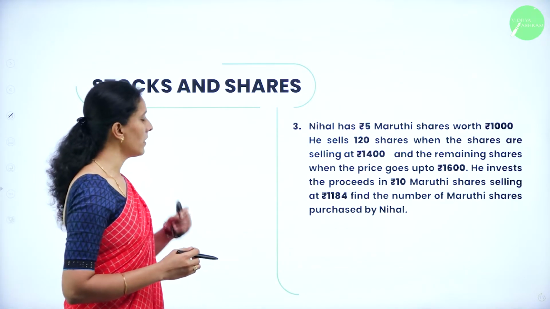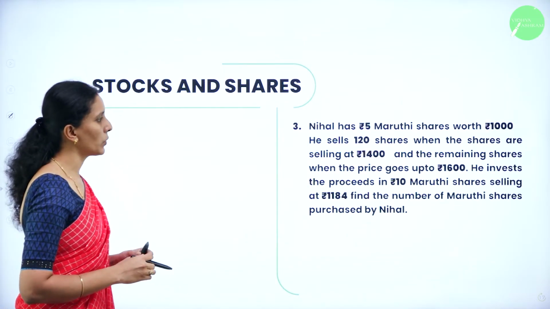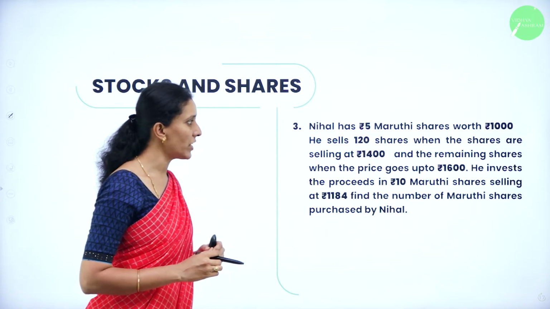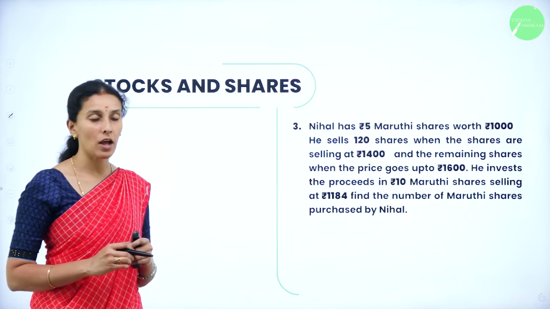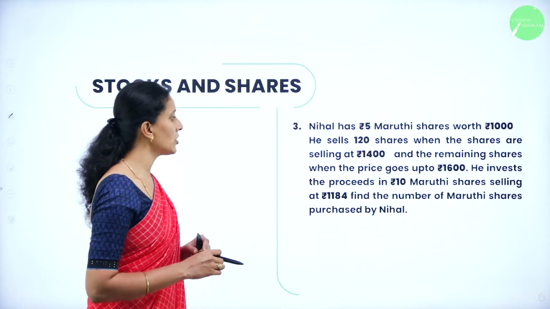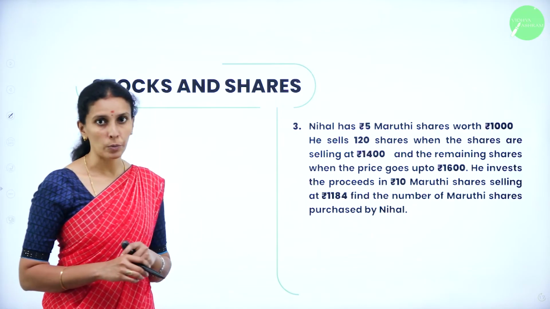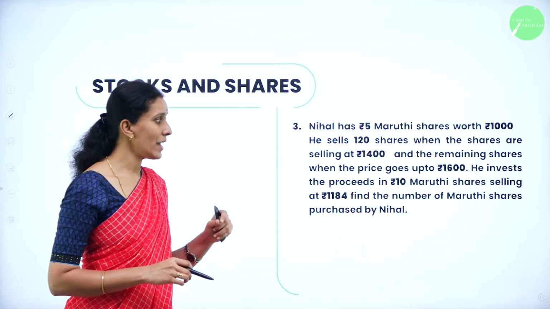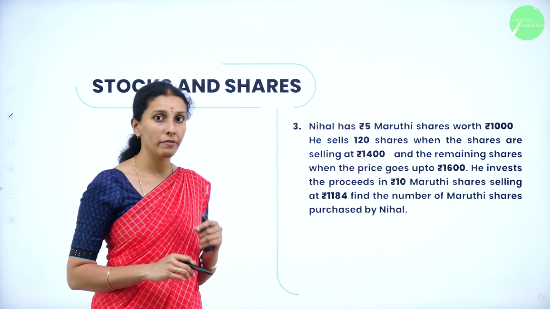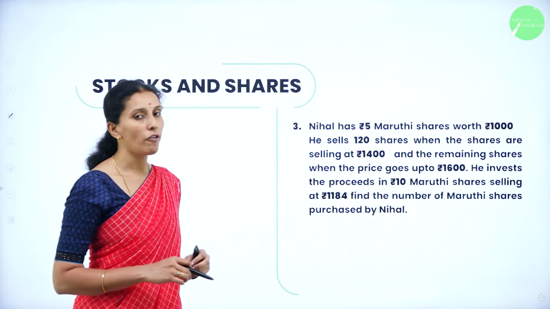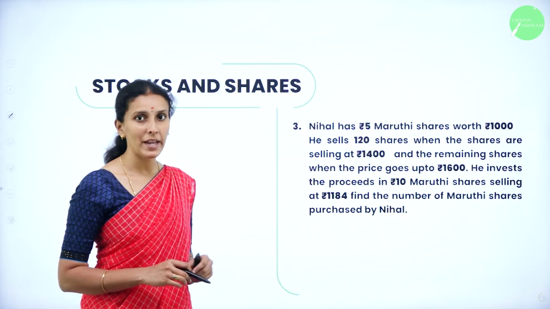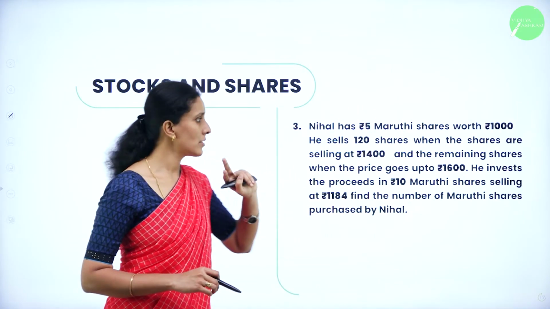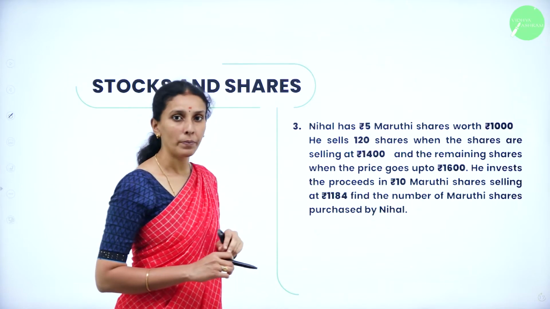Next question we have: Nihal has rupees 5 Maruti shares worth rupees 1,000. He sells 120 shares when the shares are selling at rupees 1,400 and the remaining shares when the price goes up to rupees 1,600. He invests the proceeds in rupees 10 Maruti shares selling at rupees 1,184. Find the number of Maruti shares purchased by Nihal. So he has shares worth 1,000, of rupees 5.